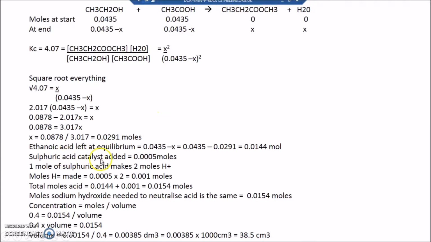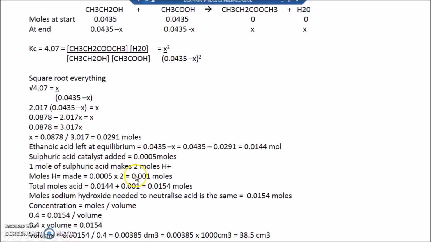I also added some sulfuric acid, 0.0005 moles. But remember, 1 mole of sulfuric acid makes 2 moles of H+. It's a diprotic acid. So the number of moles of H+ made equals 0.001.